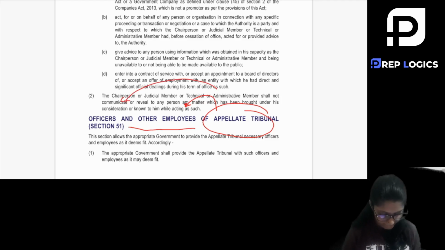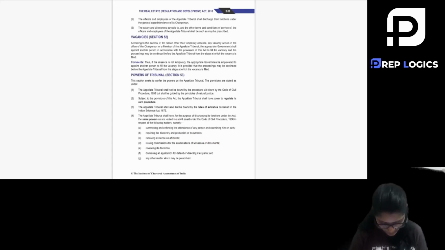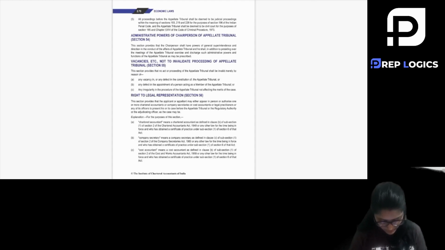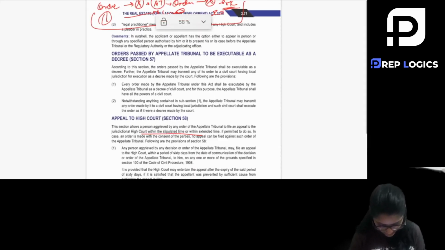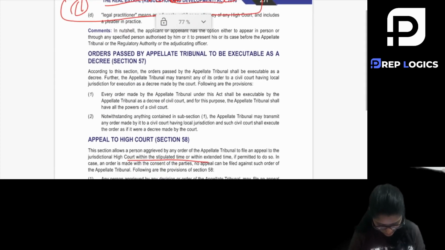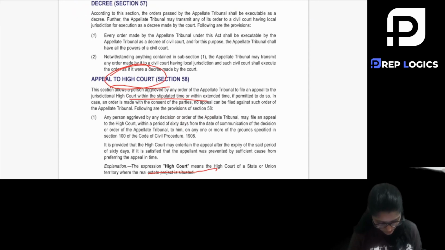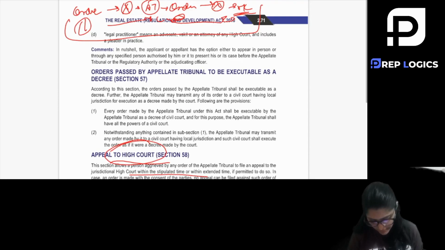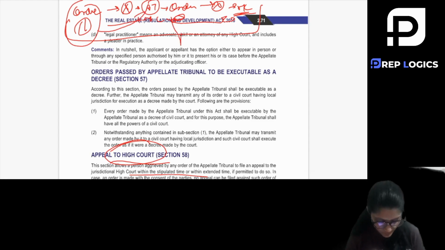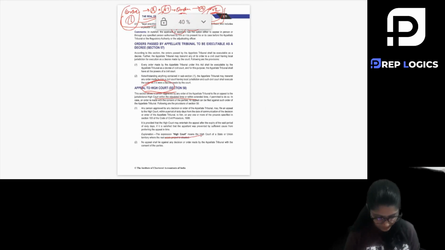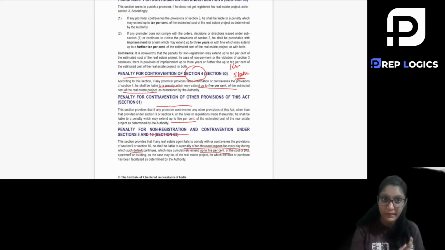Okay, vacancies, powers of the tribunal, you just read all these things once. Okay, appeal to high court, as I have told you, an appeal to the high court can also be made. Suppose he has agreed to the orders, now he has gone to the appellate tribunal, and the appellate tribunal passed the order. If he does not agree with this order, they can go to the high court also. After the high court they cannot go to anyone. Whatever the decision by the high court will be final.